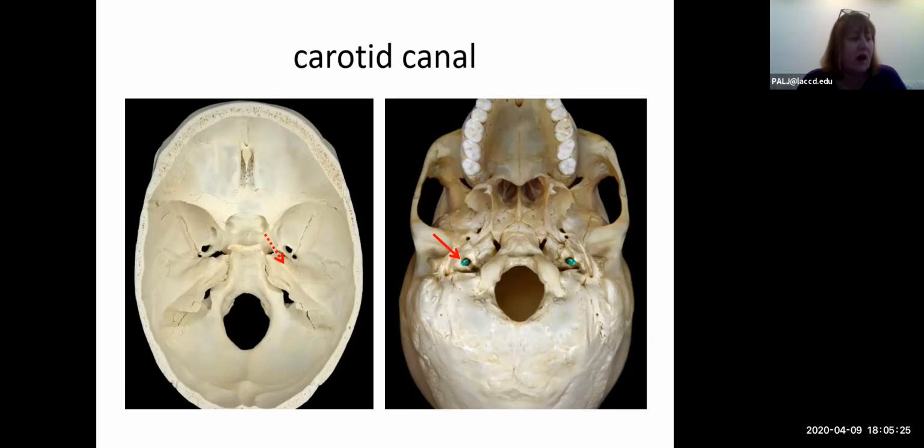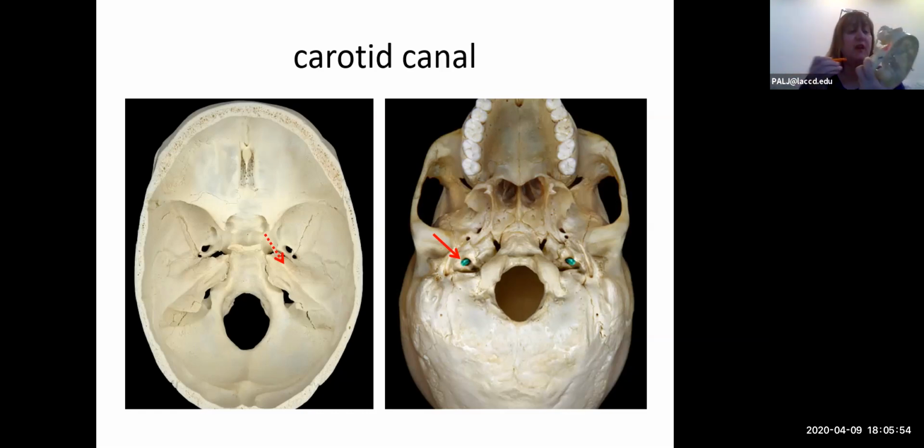Now we have the carotid canal, which is very difficult to see looking at the floor of the skull because it's actually angling backward into that mountain. So you have to turn it at an angle, and then you can see exactly where it is. But lucky for you, you don't have to do it. That's why I have the little dotted arrows to let you know that's where it is.